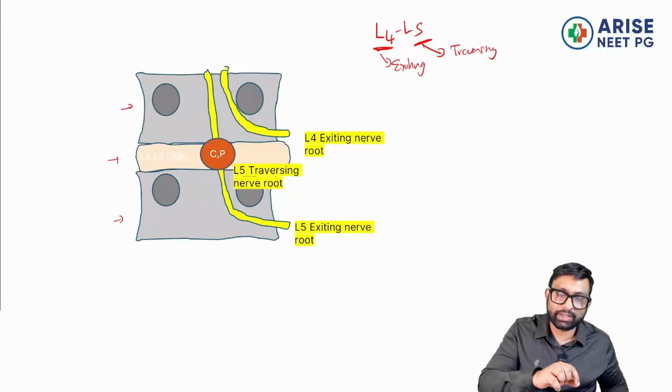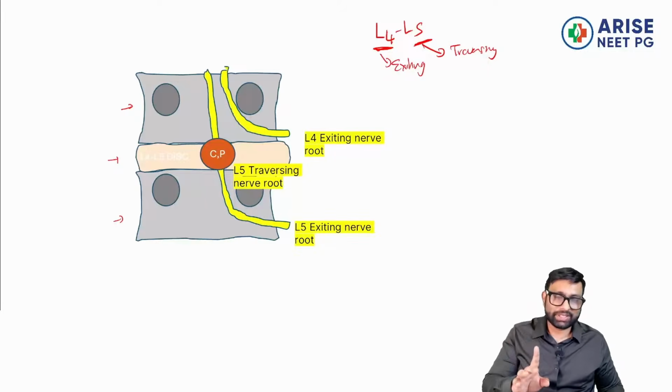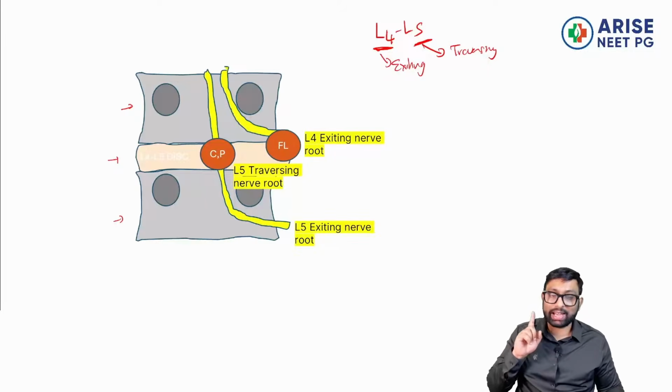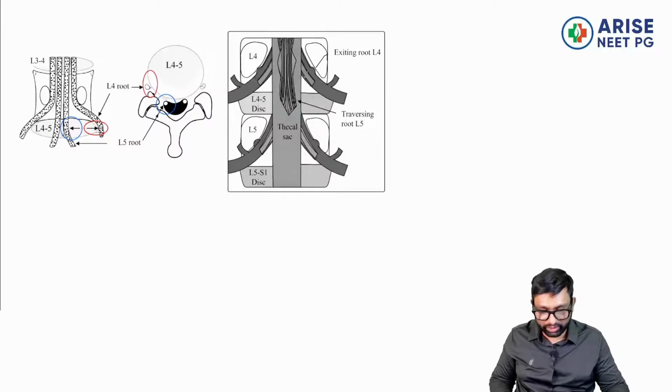Is it pressing on the traversing nerve root or the exiting nerve root? It's pressing on the traversing nerve root. But if you have a far lateral disc there, that is pressing on the exiting nerve root. So this is how it looks.